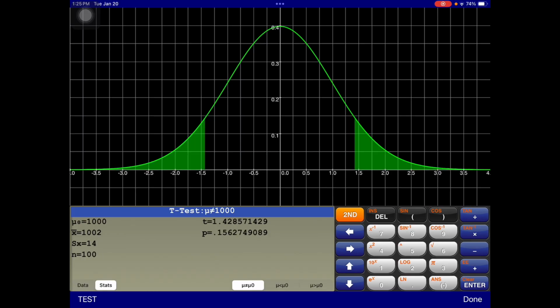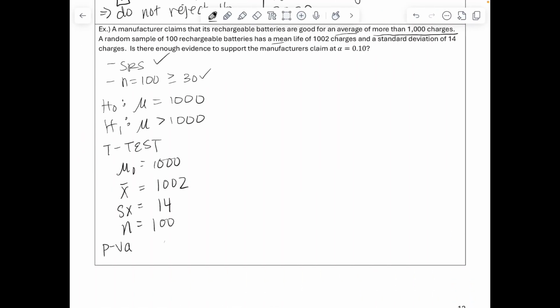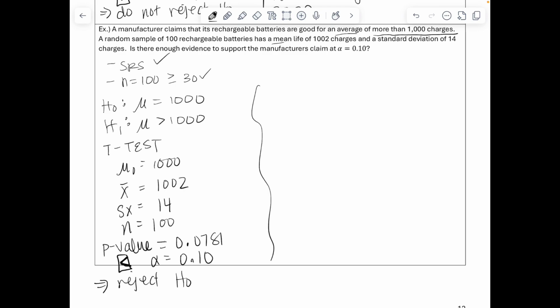Select enter. Also note that we are dealing with a right-tailed test, so make sure you have that greater than option selected. Get your p-value and round it correctly to 4 decimal places. From the graphing calculator, we get a p-value equal to 0.0781, and we need to compare this to our alpha value, which is 0.10. And so our p-value is less than alpha, and so this means that we are going to reject H naught.